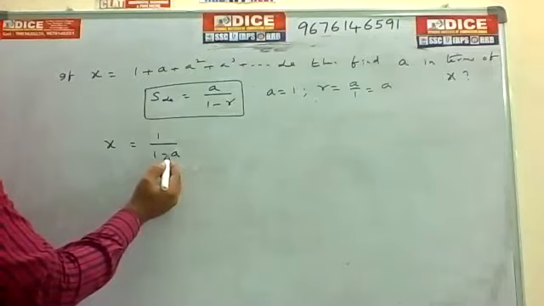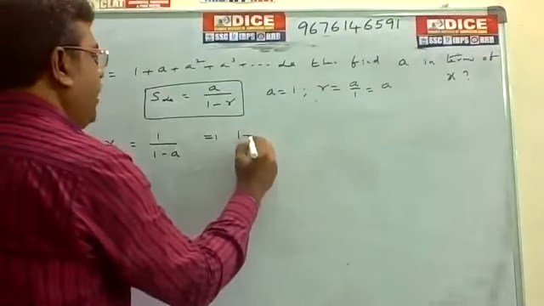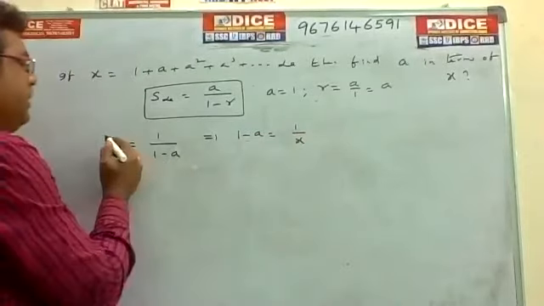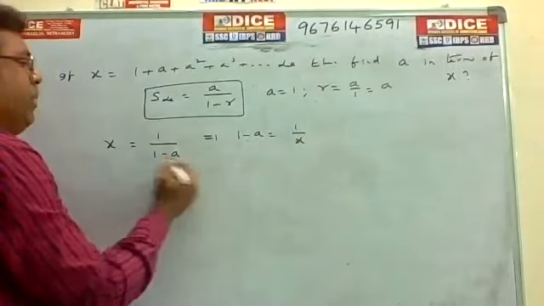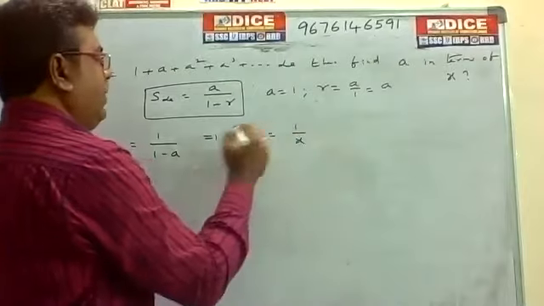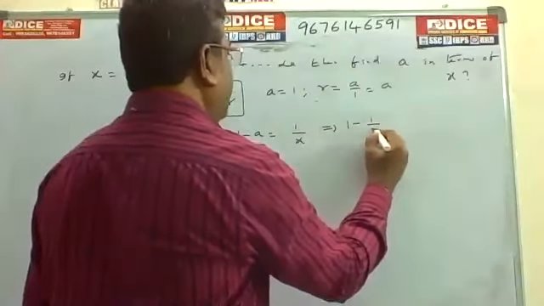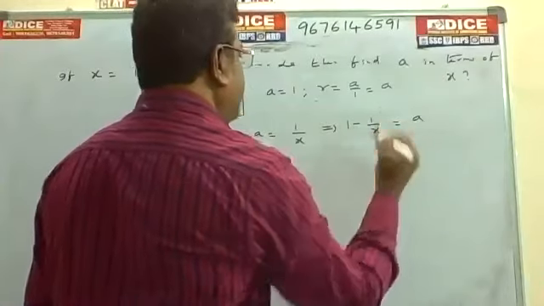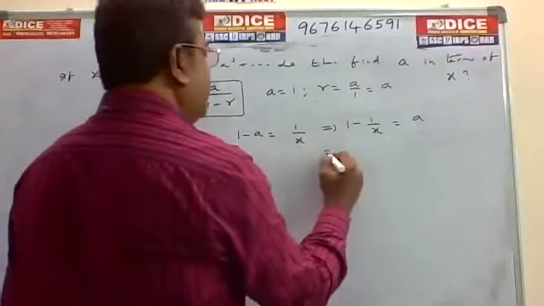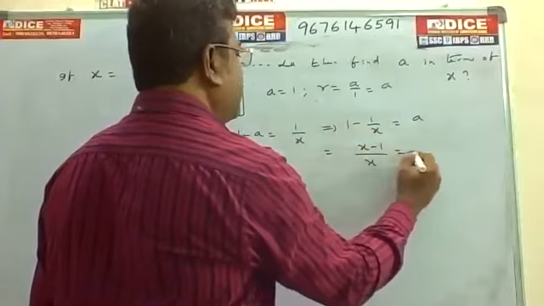So we can do one thing: send the denominator to this side and x to that side. Cross multiply: 1 minus a is equal to 1 by x. Now send minus a to one side and 1 by x to the other side. So 1 minus 1 by x is equal to a. Taking the LCM, x minus 1 by x is equal to a.